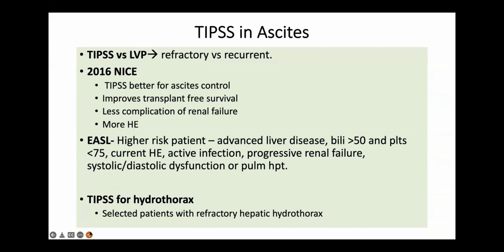ESOL actually looked at ascites and TIPS and said, and they had criteria that are suggestive of somebody that would have an increased risk of mortality. Higher risk patients for TIPS, according to ESOL: advanced liver disease, looking at your bilirubin more than 50, platelets less than 75, somebody with current hepatic encephalopathy, active infection, progressive renal failure, and systolic or diastolic dysfunction or pulmonary hypertension.